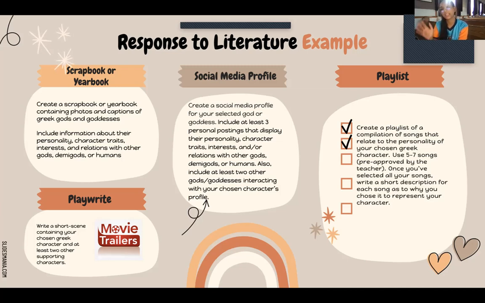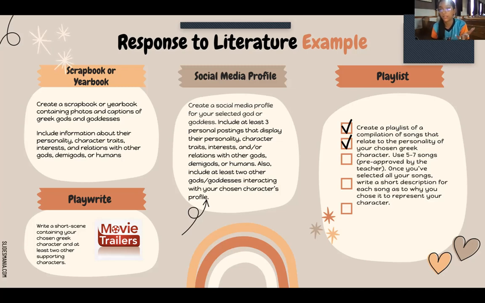And not only just selecting 5 to 7 songs, but then also writing a short description as to why they chose that song to represent the character. And lastly, writing a short scene containing their chosen Greek character and at least 2 other supporting characters. And if they'd like to even take it a step further, hey, let them record a 2-minute trailer. Let them reenact it. And even more so, provide them the choice of collaborating with other classmates.